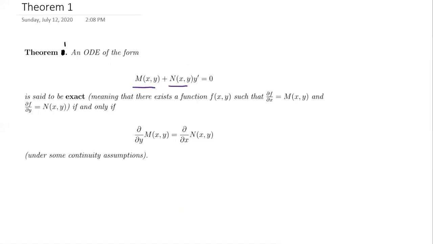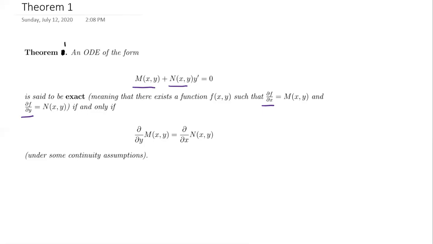Such a differential equation is said to be exact, which I defined in previous videos, but I remind you again what it is: there exists a function of two variables f such that the partial derivative of f with respect to x equals M, and the partial derivative of f with respect to y equals N. That's when we say this differential equation is exact. And when does that happen?